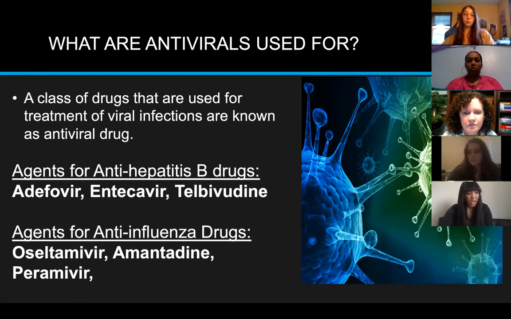We also have the agents for anti-influenza drugs, such as oseltamivir, amantadine, and peramivir. These antiviral drugs are used to treat influenza virus. They have been developed to stimulate immunity against influenza A and RSV. These antiviral drugs for influenza prevent viral replication of respiratory viruses and are used to treat the respiratory viruses.